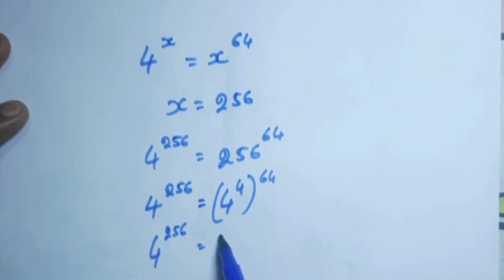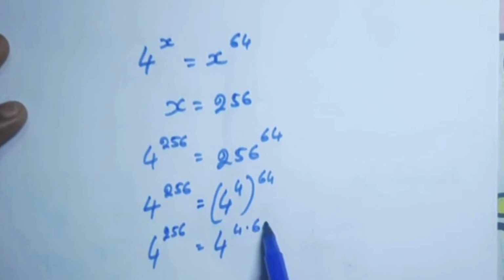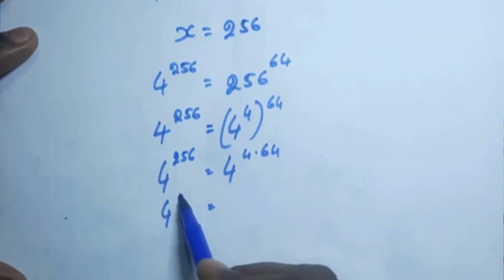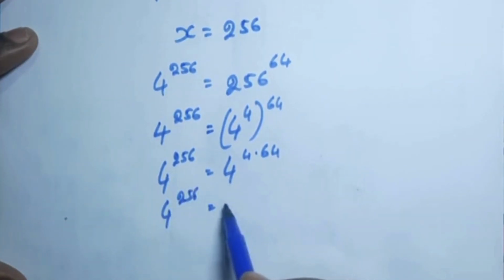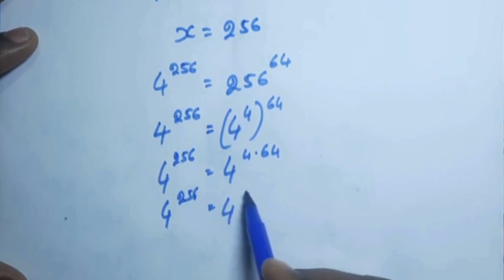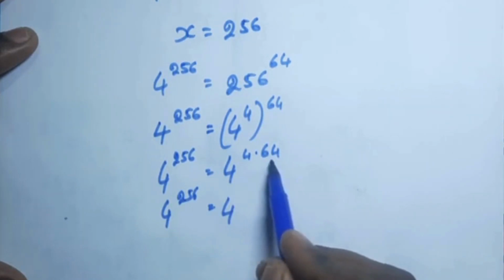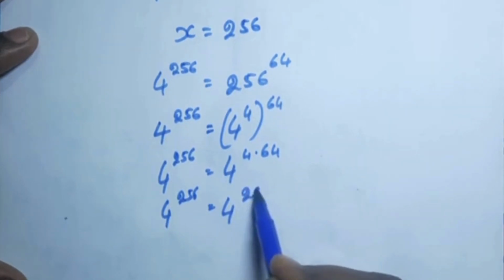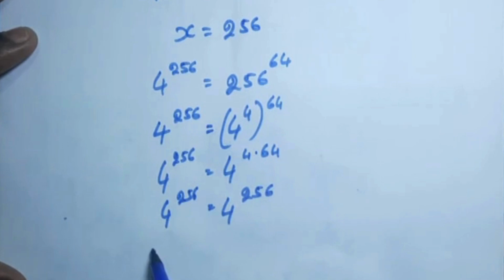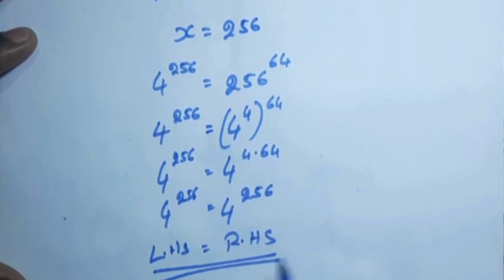This 4 into 64 gives 4 to the power of 256. 4 to the power of 4 into 64 equal to 256. Now LHS equal to RHS. Thus proved.